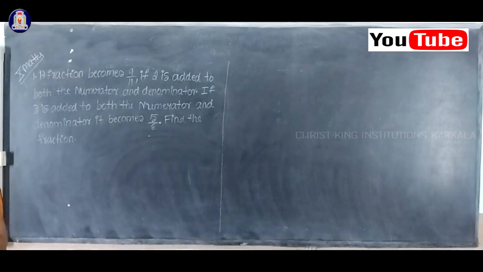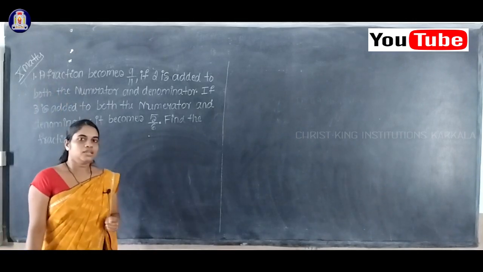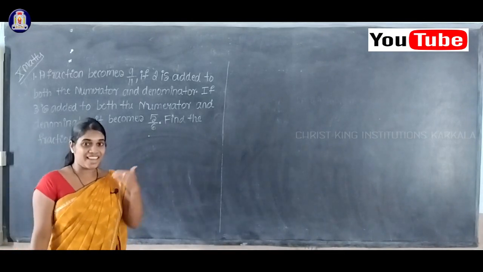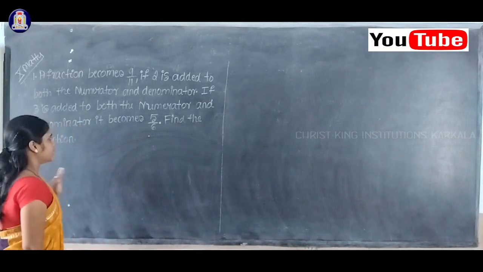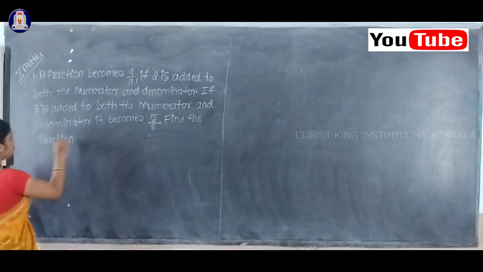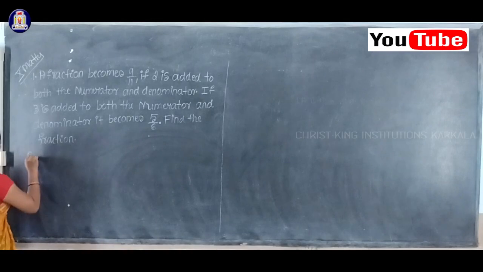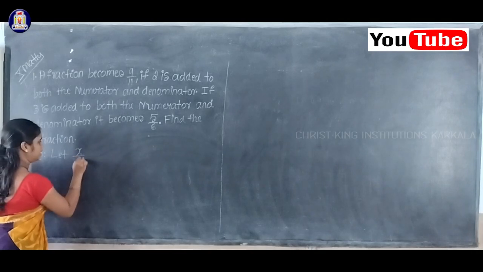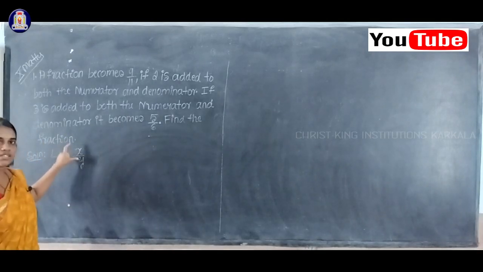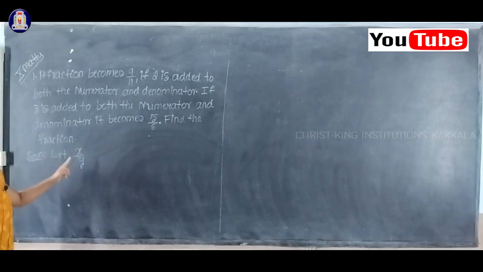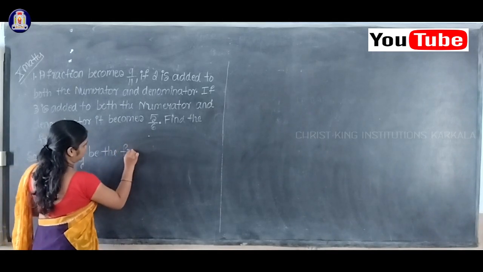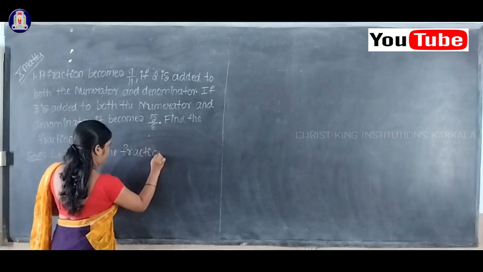This is the question, okay? A fraction will be in which form? A fraction will be in x by y form, isn't it? So in the question you have to find the fraction. So, the solution: let x by y be the fraction.